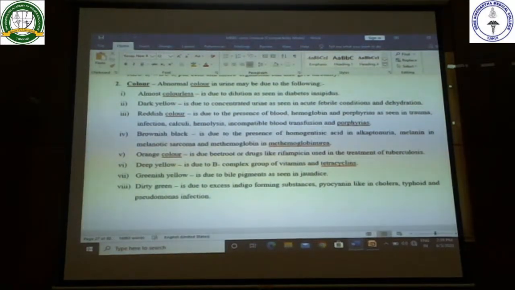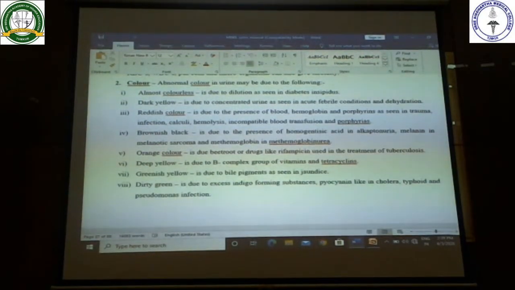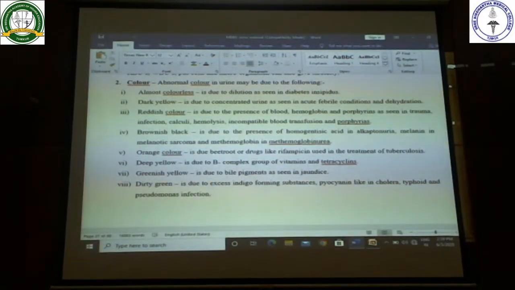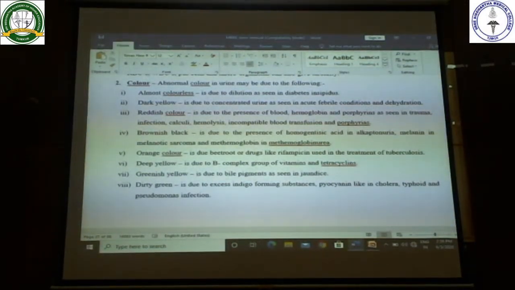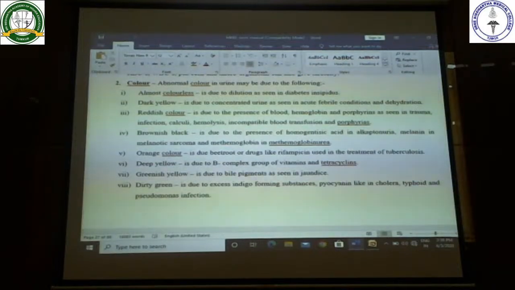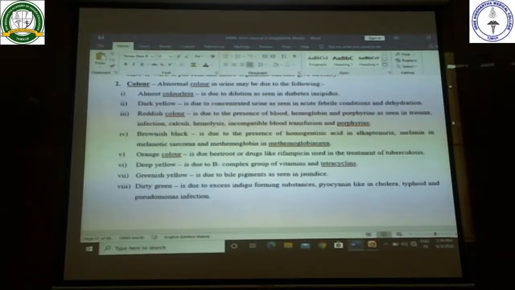At that time all the blood will seep into the urine. Then you can have a brownish black color. Brownish black urine is due to homogentisic acid, which is seen in alkaptonuria, an inborn error of metabolism. When we covered protein metabolism, ma'am would have taught you about alkaptonuria. In that, discoloration of the urine to brownish black on standing is due to homogentisic acid. Also melanin in melanotic sarcoma, and methemoglobin in methemoglobinuria.